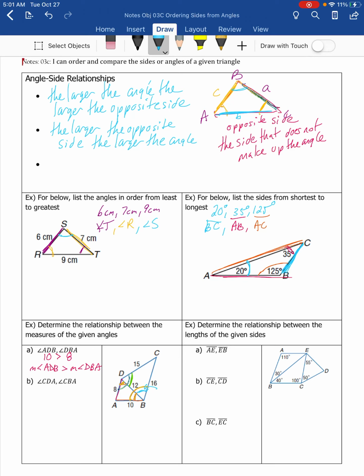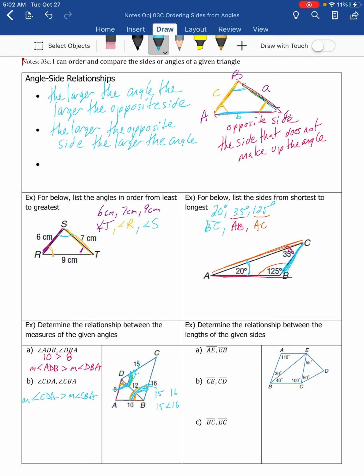Well, in this case, this angle right here is opposite the 15. This angle here is opposite the 16. I know 15 is less than 16. So basically, I just showed that this angle is bigger than this angle. This angle is bigger than this angle. So the whole angle must be bigger than the whole angle. So the measure of angle CDA must be greater than the measure of angle CBA, if the angles that make them up are larger.